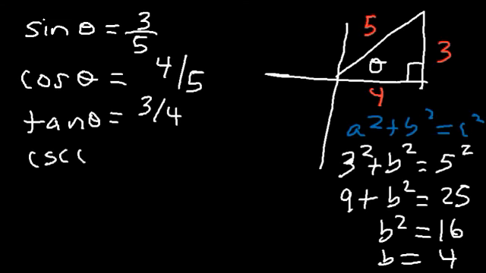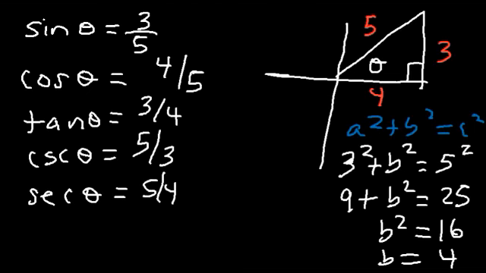Cosecant theta is the reciprocal of sine. And if sine theta is 3 over 5, cosecant is 5 over 3. You just flip it. And secant is the reciprocal of cosine, so that's going to be 5 over 4. And cotangent is the reciprocal of tangent. So if tangent is 3 over 4, cotan is 4 over 3.